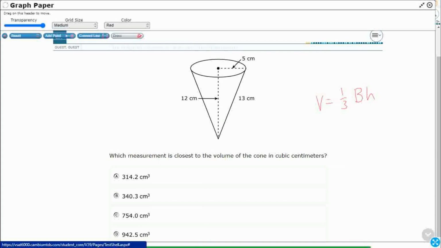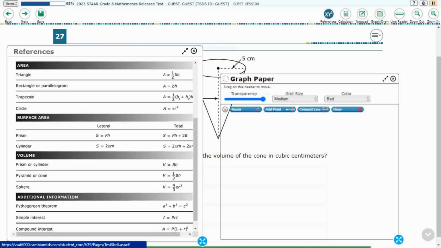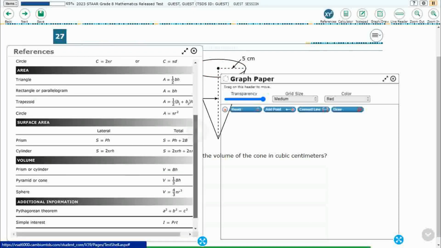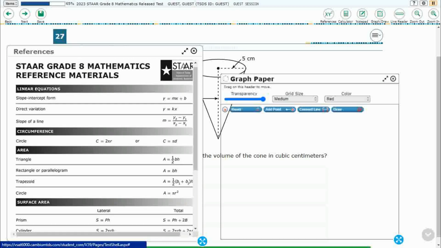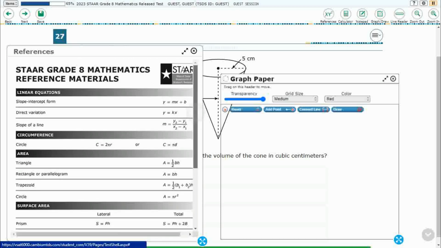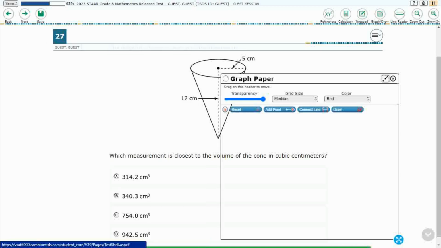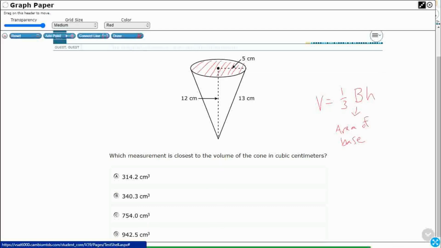Now, base. This is kind of the tricky part because they just put that B up there, and it's really the area of the base. All right, so now that we need to find the area of the base, well, what is my base? My base is this circle right here. So I might need to open it back up. What is my area of a circle? We see that right there, towards the bottom, A equals pi r squared. All right, so that's really what I want there is pi r squared.